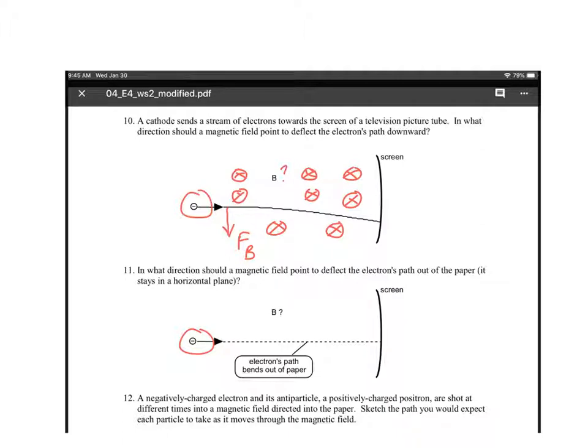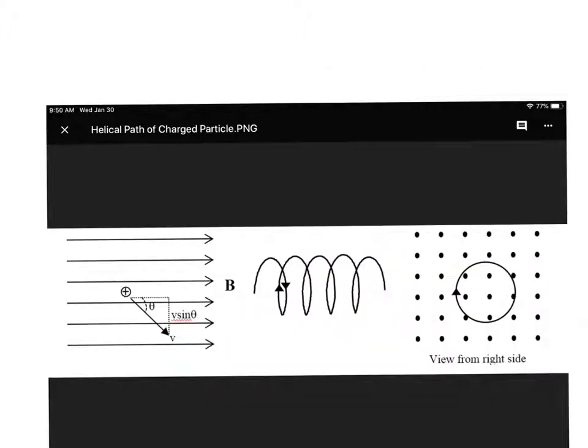Here the electron's path is out of the paper. Since it's being bent out of the paper, that means your thumb should be pointed out of the paper, and it's an electron, so the B field, if it was a proton, would be pointed up, so the B field for the electron is pointed down. Again, more than one arrow, because it's a constant B field. So hopefully that answers a couple questions on that.